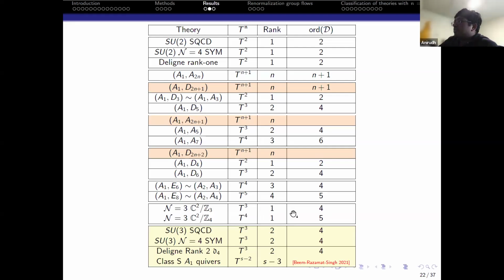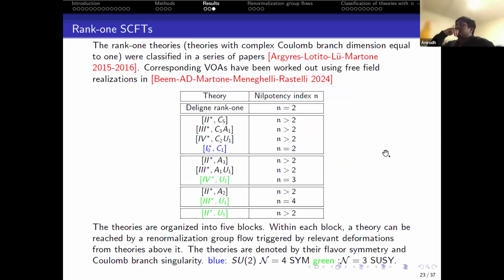And one place where you can see the inequality being violated are these genuinely N=3 theories. Rank 1 N=3 theories with these moduli spaces. These are the Higgs branch. And in this case, you can see that the nilpotency index is 3, and the rank is actually just 1, 3, and 4.